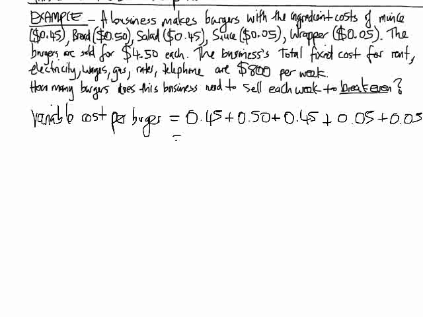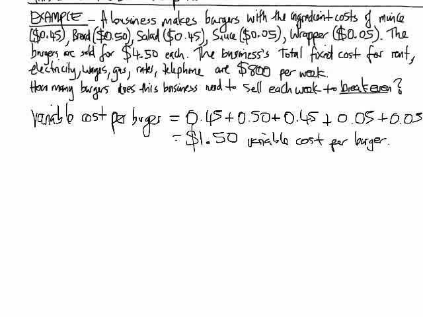Let me check that in the calculator. 0.45 plus 0.5 plus 0.45 plus 0.05 plus 0.05. That should come out to $1.50 variable cost per burger.